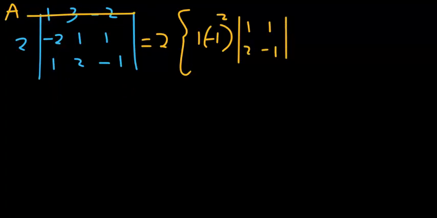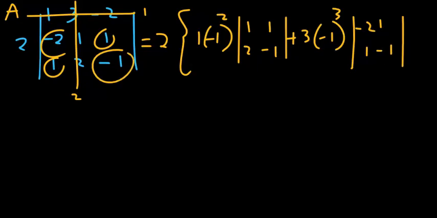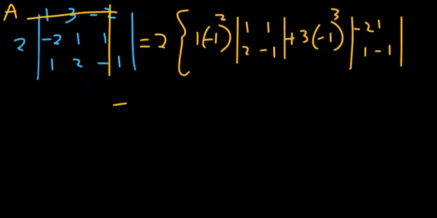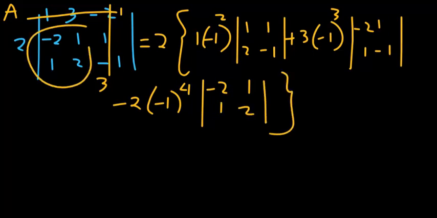Now let's move on to the second term in the row. That is 3. So the cofactor is minus 1 to the power 1 plus 2. The remaining order 2 determinant is minus 2, 1, 1, minus 1. The last term in the expansion, you have the term minus 2. The cofactor is row 1, column 3, so 1 plus 3 is 4. The remaining order 2 determinant is minus 2, 1, 1, 2.